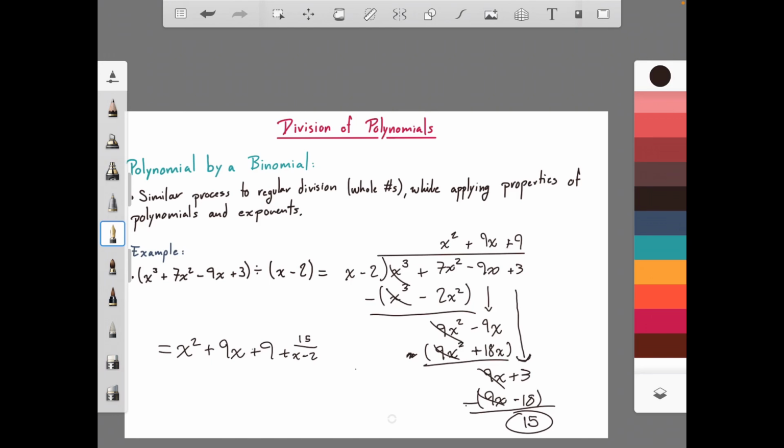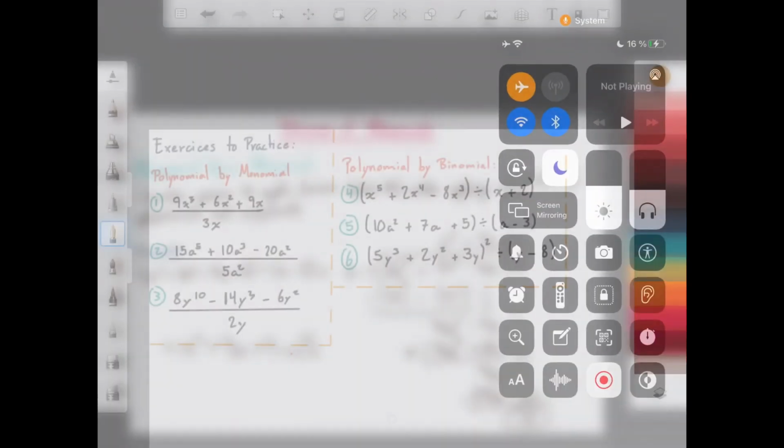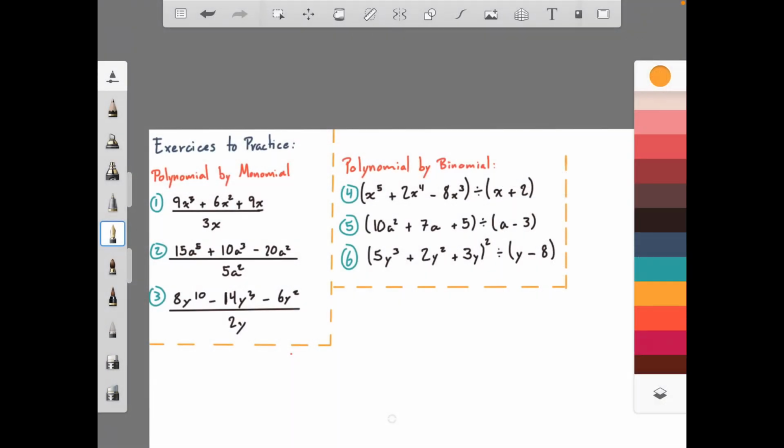Okay, so now I'm going to show you some exercises to help you practice. These are the exercises that I made for you to practice division of polynomials, and I think they cover what we saw in this video's lesson.